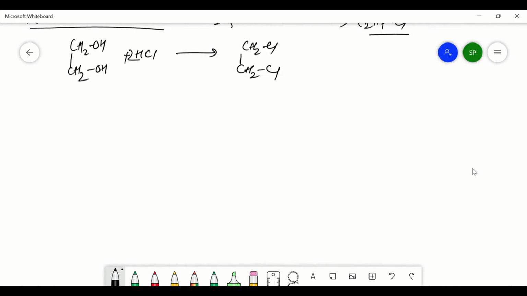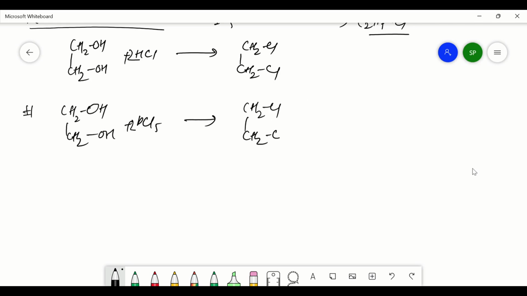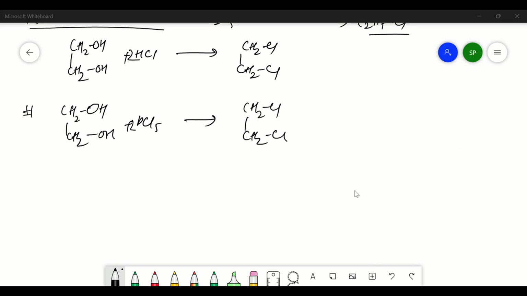Like if we consider another one, CH2OH single bond CH2OH reacting with PCl5. Reacting 2 times with PCl5, these two OH groups will be substituted with Cl, giving CH2Cl single bond CH2Cl. The reactions are very similar to those of alcohols, but in some cases the reaction is different.